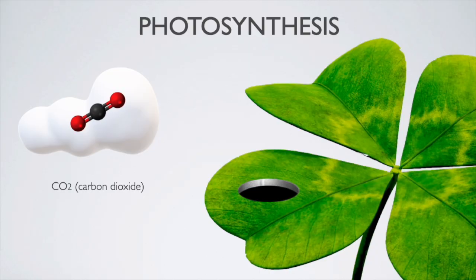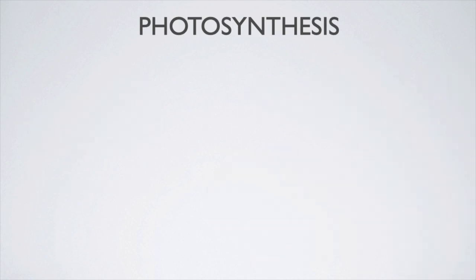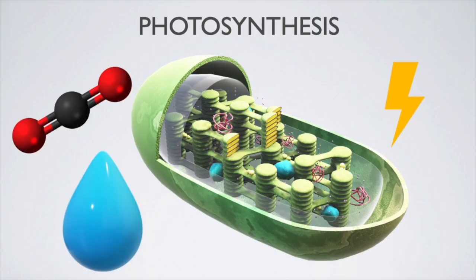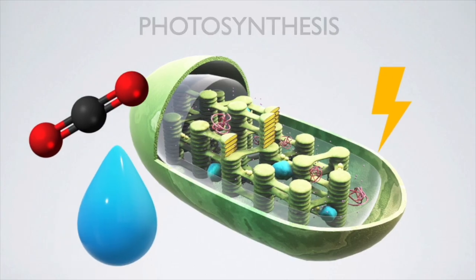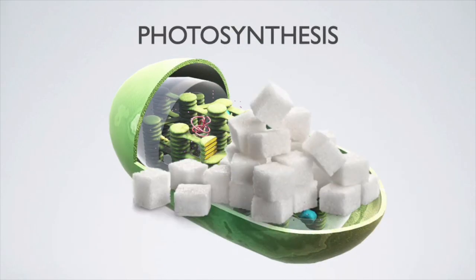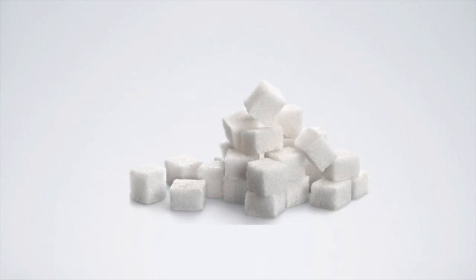CO2, or carbon dioxide, is a gas containing carbon that is present in the atmosphere. The plant has little holes on its surface called stomata. Stomata capture the CO2 from the atmosphere. So we have the energy from the sun, the CO2 from the atmosphere, and the water is taken from the soil through the plant's roots. So, now that all the guests are here, let's get the party photosynthesis started. Photosynthesis allows the plant to produce sugar from CO2, water, and energy.